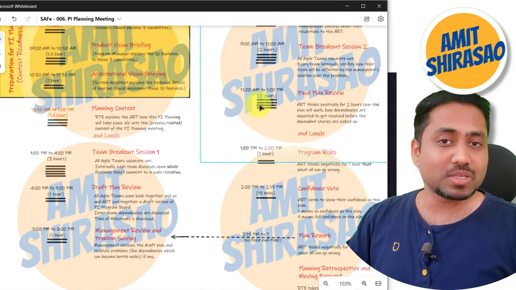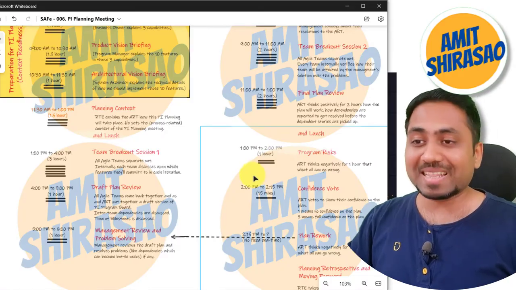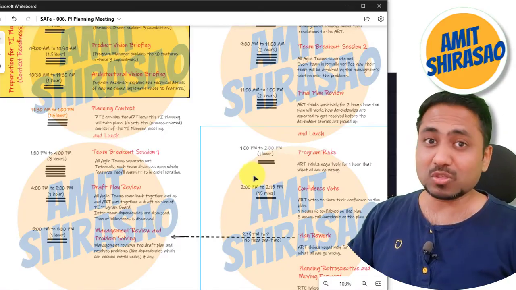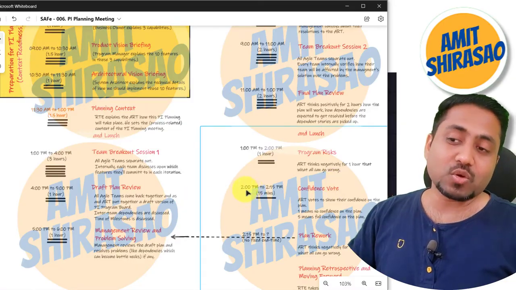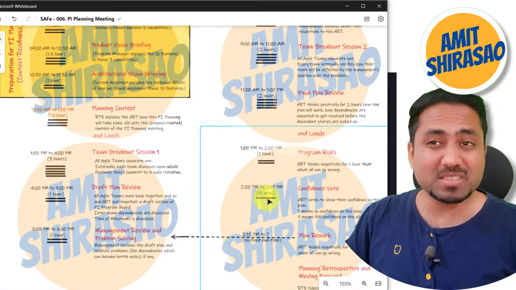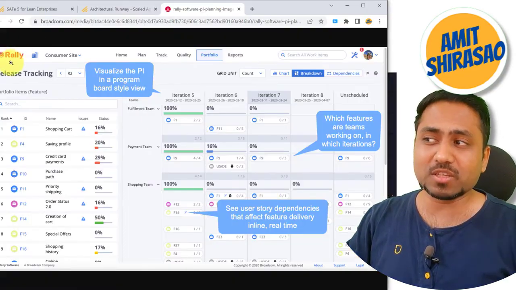So for 2 hours you think positively, and for 1 hour, that too after lunch, when you're in a happy mood, you think negatively so that you don't go too negative. And then there is confidence voting. This confidence voting happens only for 15 minutes. Of course it is done on a tool like Rally or Jira or some other tool.